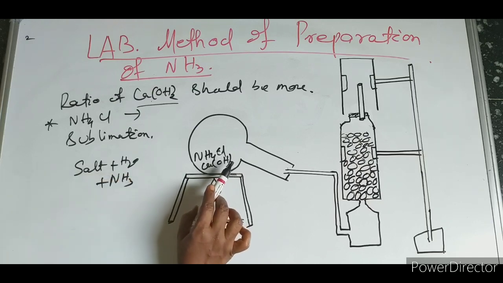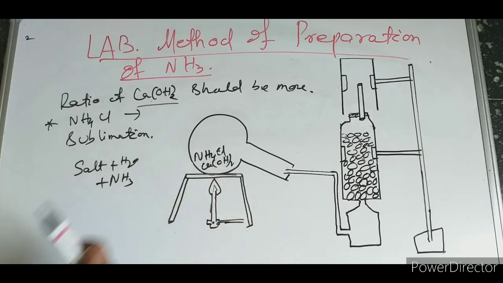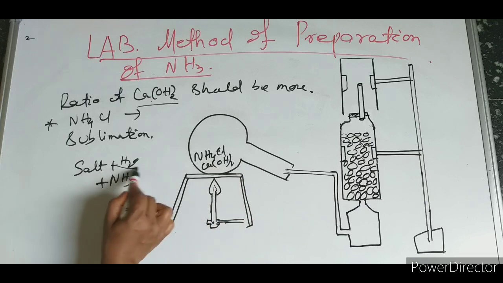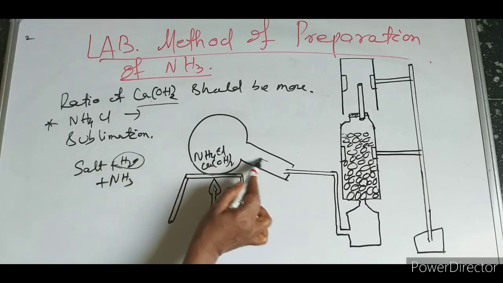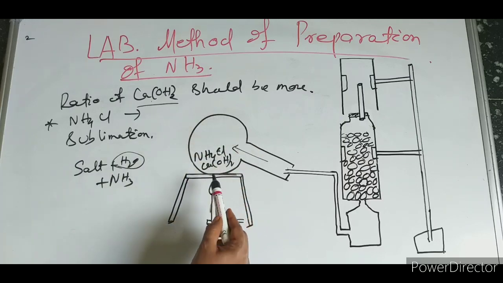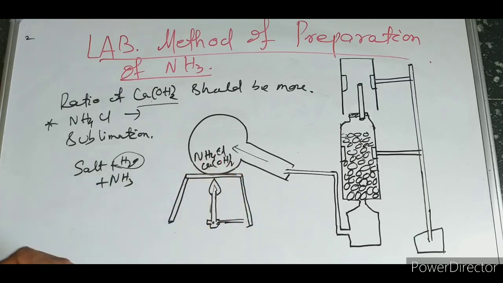Here, see, this is the round bottom flask, and how it is kept. The round bottom flask is a little tilted. What is the purpose of keeping the round bottom flask like this? Whatever water is produced, the water will not move backward. It is at a hot condition, and if this water goes back, then this glass apparatus may crack. Another reason is that ammonia is also highly soluble in water. This is the reason it is kept like this.